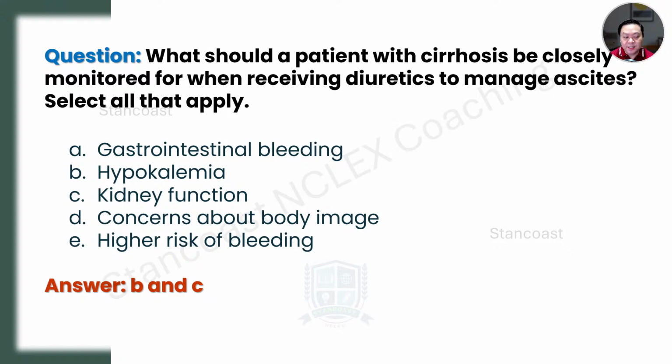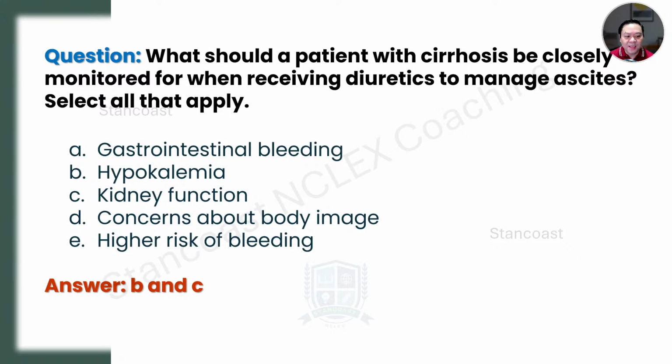You can take a look into the creatinine level and also the blood urea nitrogen, as we know that the diuretic can really cause an elevation of these values as well. If you had answered gastrointestinal bleeding and also body image concerns or increased high risk of bleeding, these three options are not linked to diuretic use. Good for you guys for answering letters B and C.